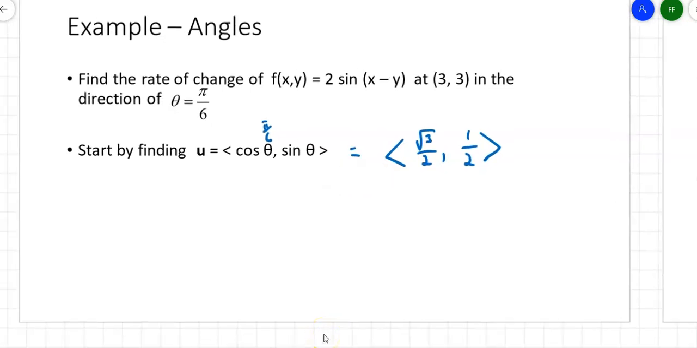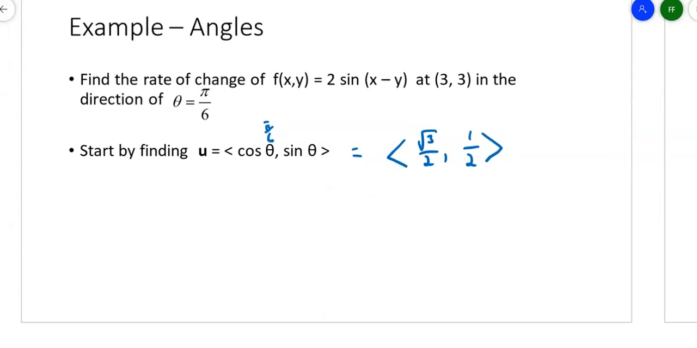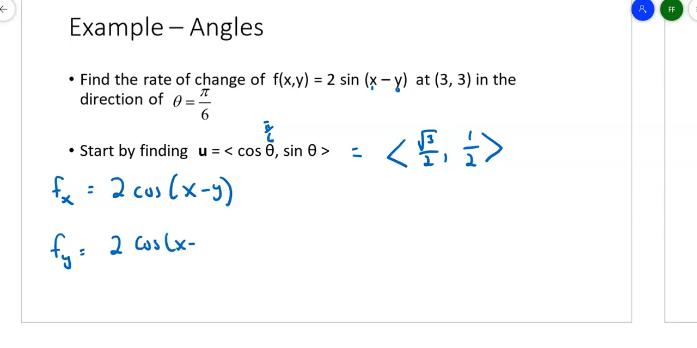So the next step then is to find partial derivatives. So the partial derivative of f with respect to x is going to be what? It's going to be 2 times the cosine of x minus y times the derivative of the inside with respect to x. Well, when I derive the inside with respect to x, I get a 1 there and a 0 there. So it's just that times 1. The partial with respect to y is, again, 2 cosine of x minus y, but this time times the derivative of the inside with respect to y, which is negative 1.